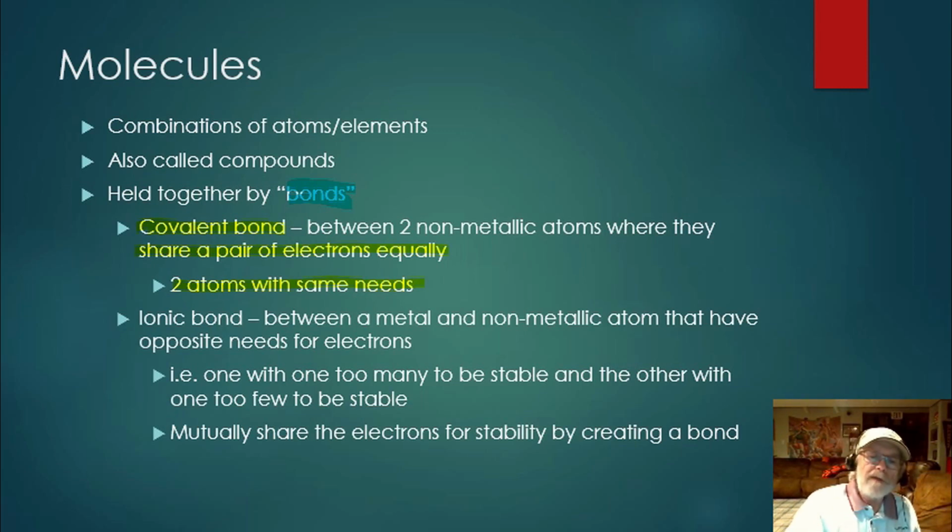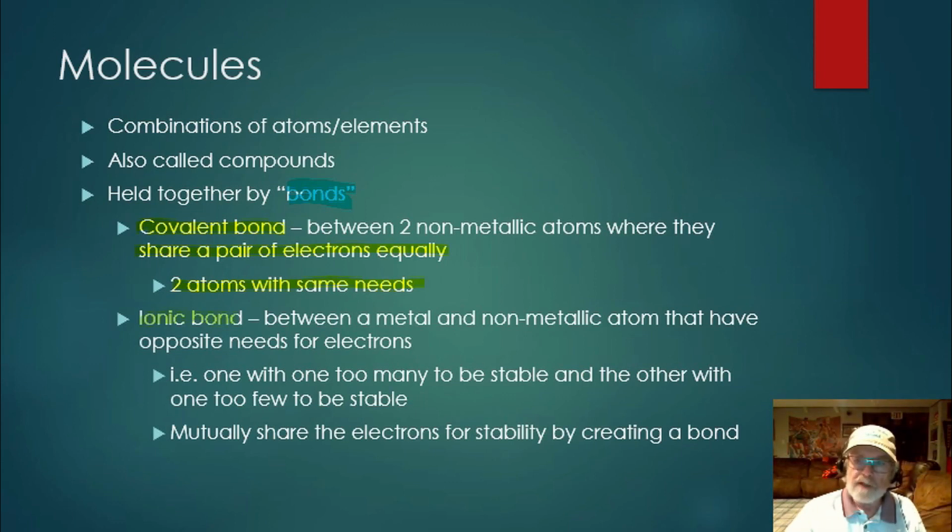The other type of bond that we get is called an ionic bond. An ionic bond is basically a bond between a metal and a non-metallic atom that have opposite needs. One has too many for a shell, and one has too few for a shell. So the one that has too many says, hey, listen, I'm going to loan you this one to make your shell more stable, but we have to make it a union to make this happen. One has too many to be stable and one has too few to be stable, so they mutually get together to combine, and now they become stable.